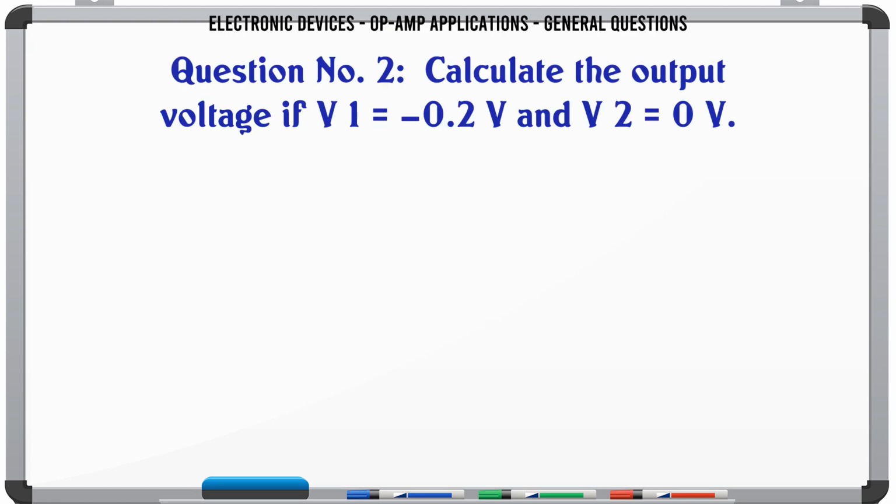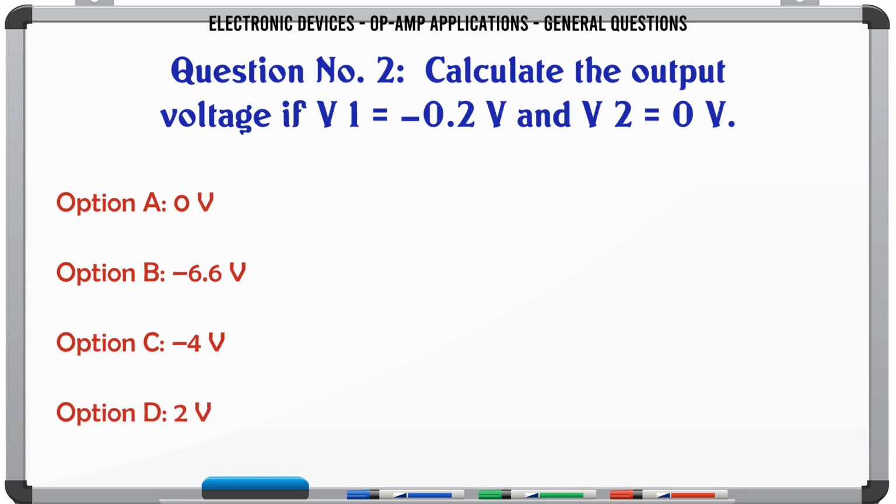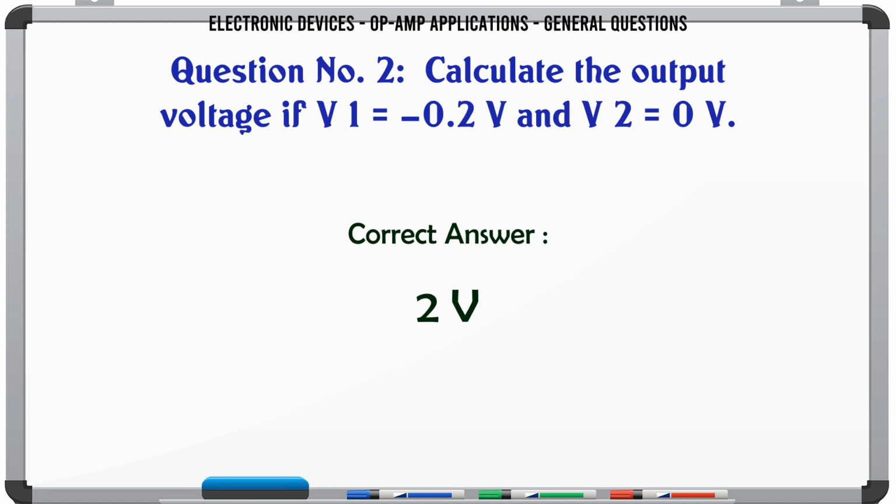Calculate the output voltage if V1 = 0.2 V and V2 = 0 V. A: 0 V. B: 6.6 V. C: 4 V. D: 2 V. The correct answer is 2 V.